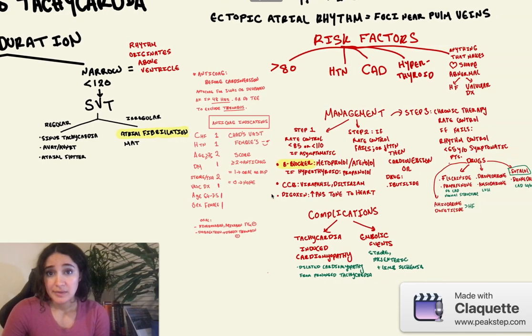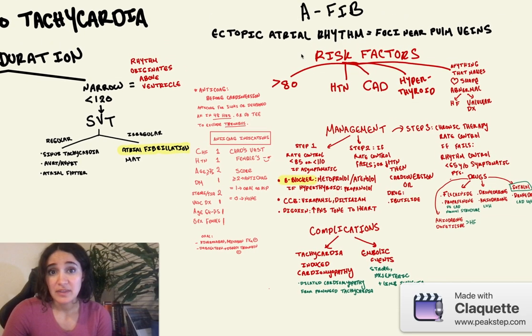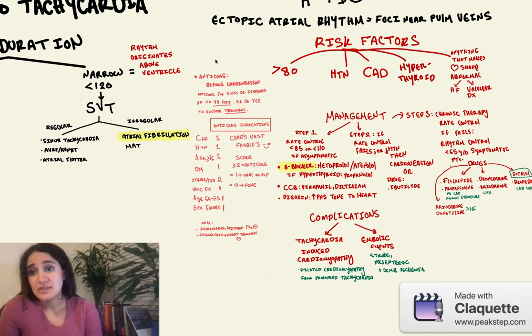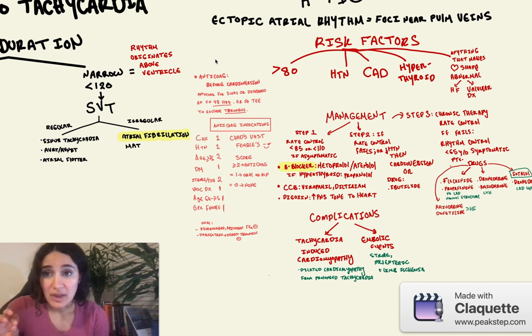And AFib, the way we define that is it's basically an ectopic atrial rhythm. It's when a foci originates near the pulmonary veins, and then that foci causes an abnormal atrial rate, which then causes abnormal beating and kind of messed up functioning, messed up pumping of blood to the rest of the body.